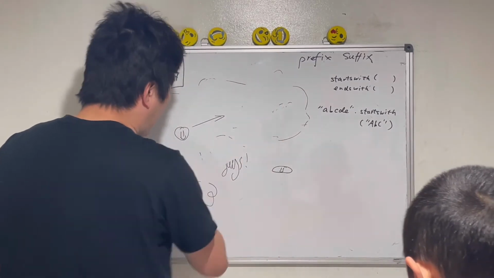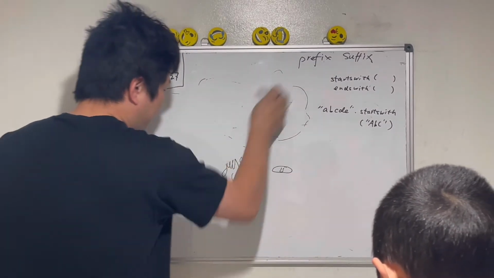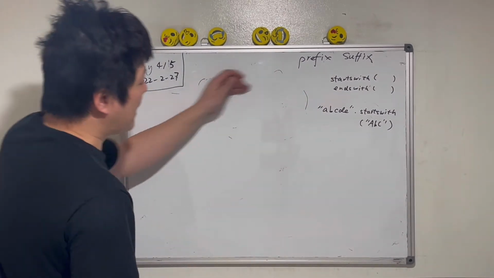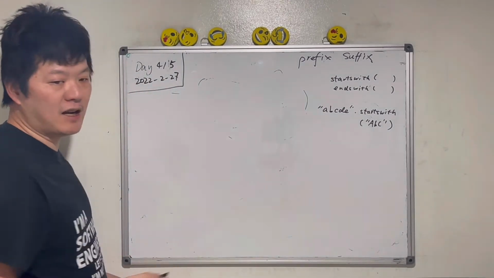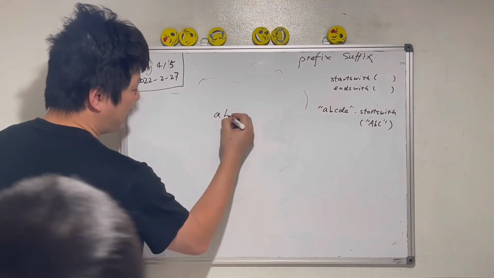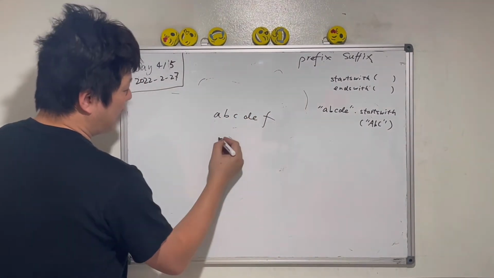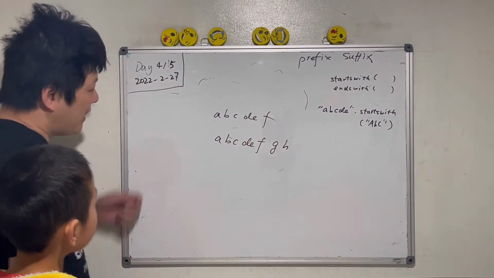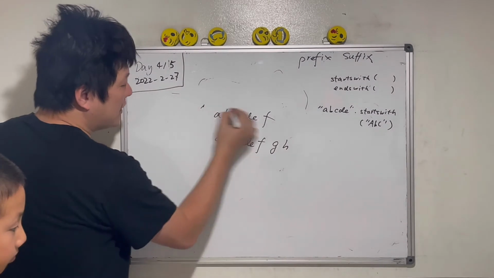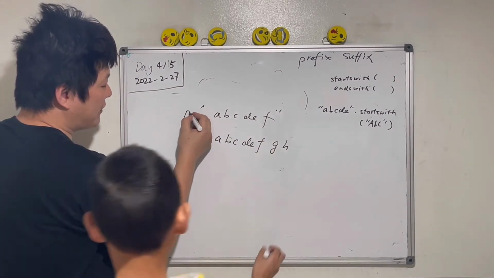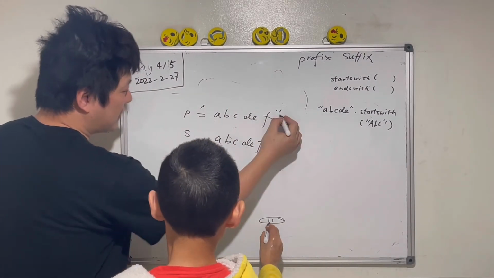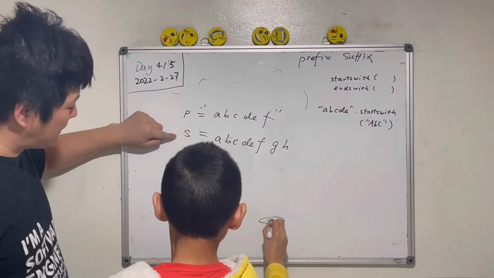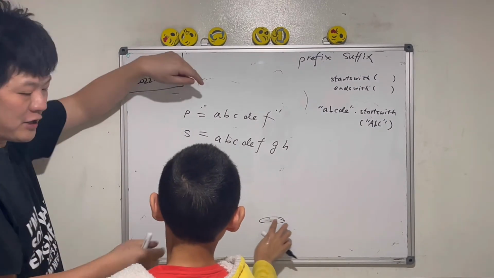So this startswith and endswith, how are we implementing it? How do we compare the two strings for the startswith function, like abcdef and abcdefgh? Let's say this is the prefix string, P equals that, and S equals that. How do we check if P is the prefix of S?